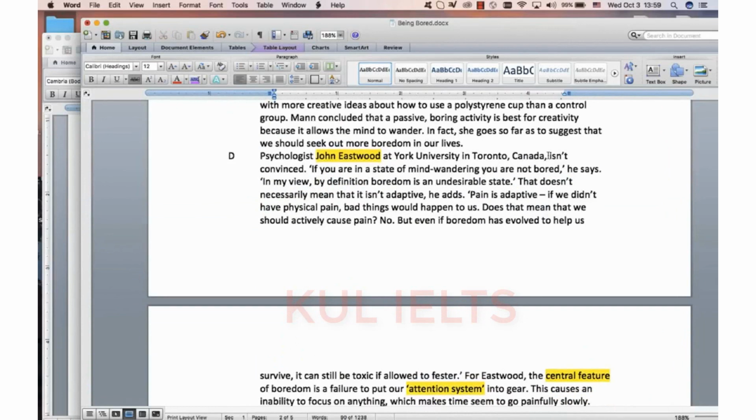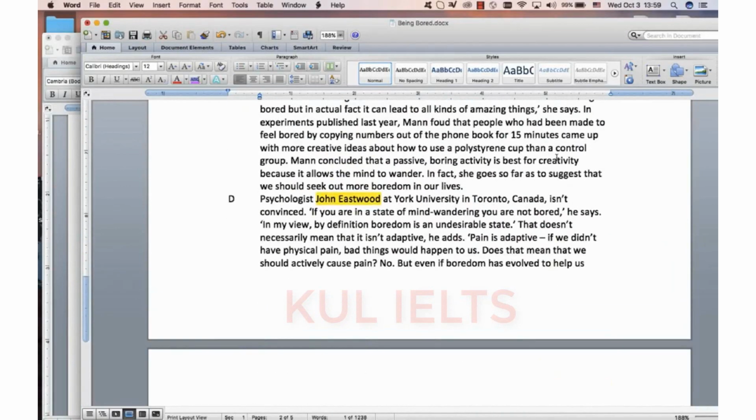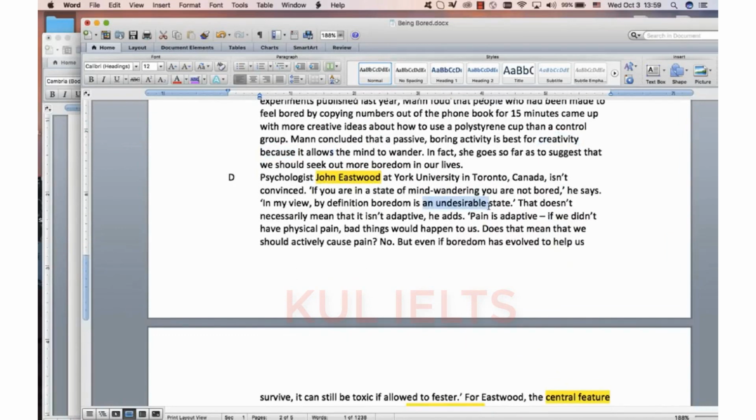D. He's not convinced. If you're mind wandering, you're not bored. Boredom is an undesirable state. Notice the ends of the sentences. End of the sentence, creative. End of this clause, creativity. Start of a new sentence with a because there. Undesirable state. So this is all negative now.